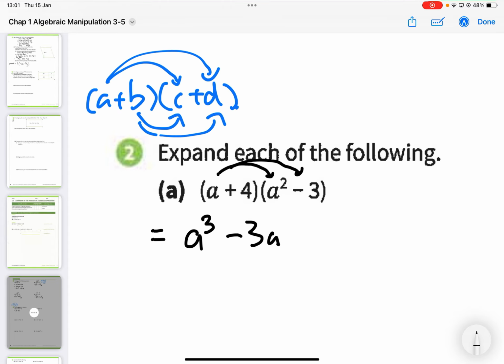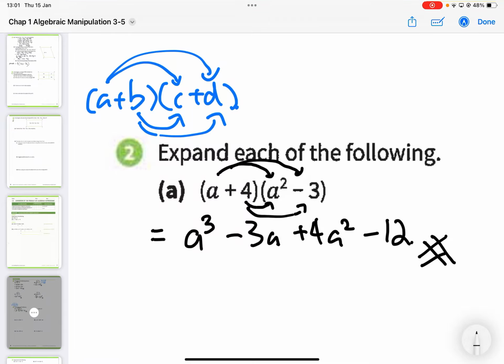Now I go to the second term from the first bracket. It must also multiply everything. Remember just now we have 4 terms altogether, so I also need 4 terms. So the second term from the first bracket multiplies the first term from the second bracket: positive 4A squared. Then positive 4 needs to multiply negative 3 also. Positive times negative, negative 12. This is your answer.